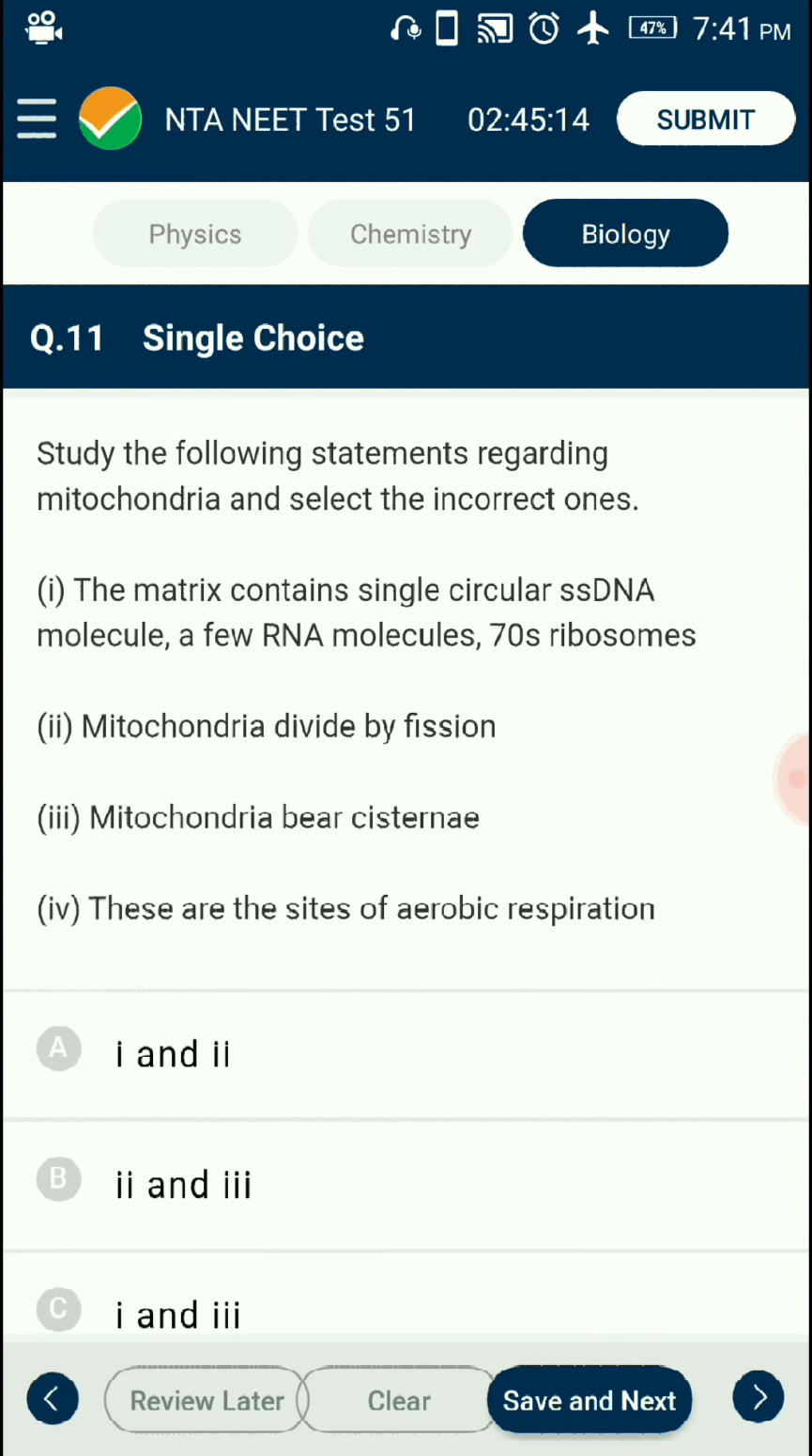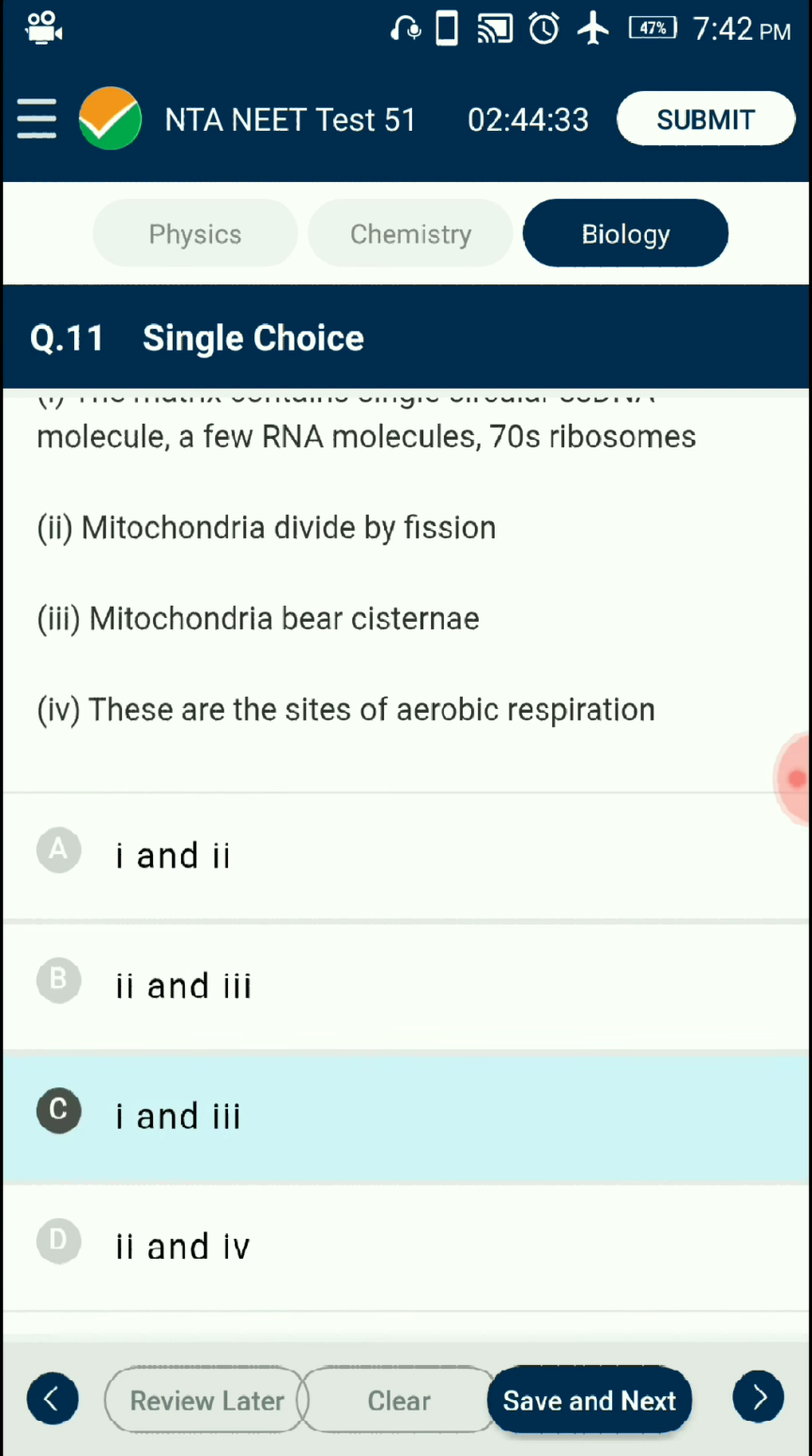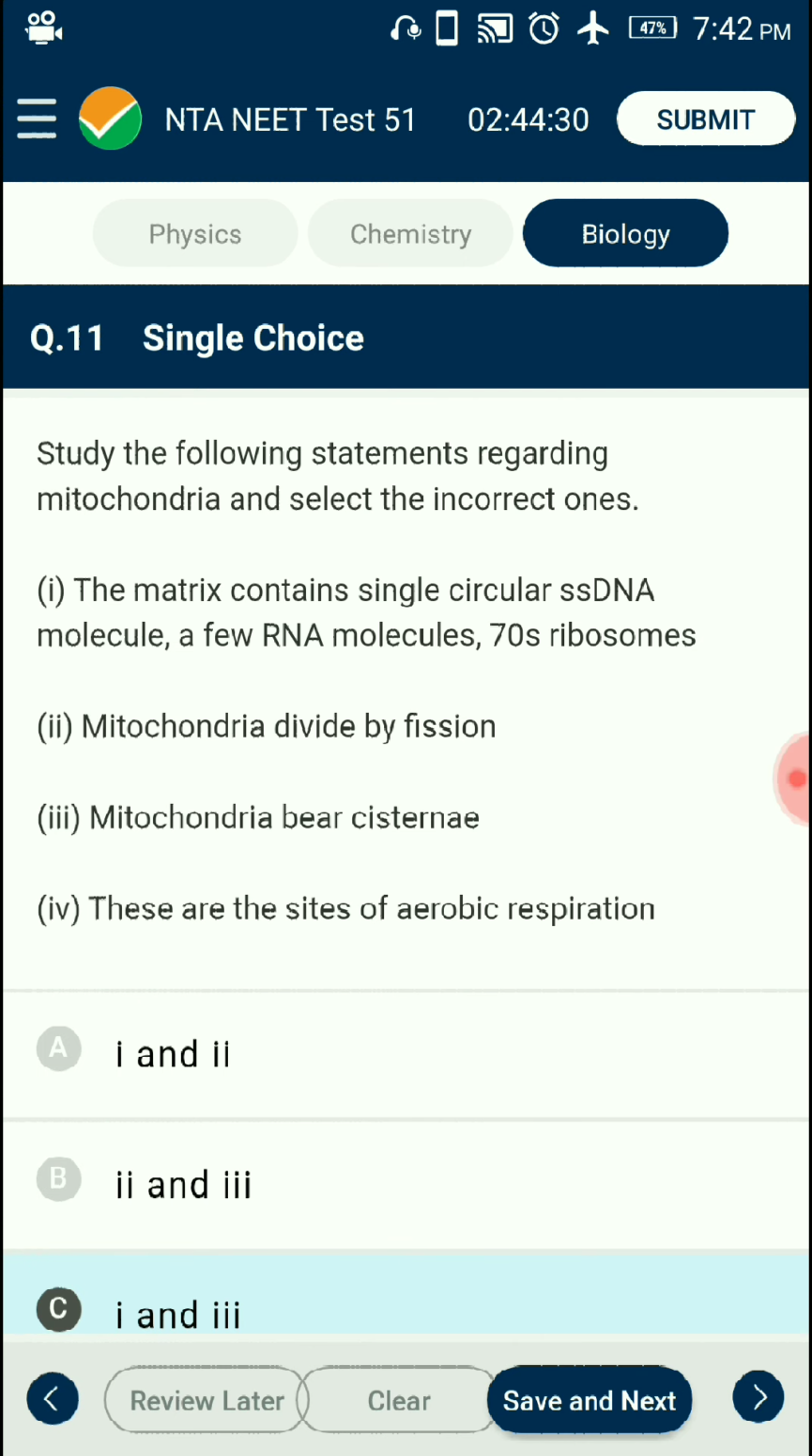Question number 11. Study the following statements regarding mitochondria and select the incorrect ones. Mitochondria is an important organelle in the eukaryotic cell, as it is the center for conducting aerobic respiration. It is semi-autonomous, having its own circular double-stranded DNA with ribosomes and RNA molecules for protein synthesis. The inner membrane of mitochondria is internally looped to form cristae. The mitochondria can replicate themselves and increase the copies via a fission process similar to the prokaryotic one. So the answer is option C. From the given four statements, the first and third statements alone are incorrect about mitochondria.